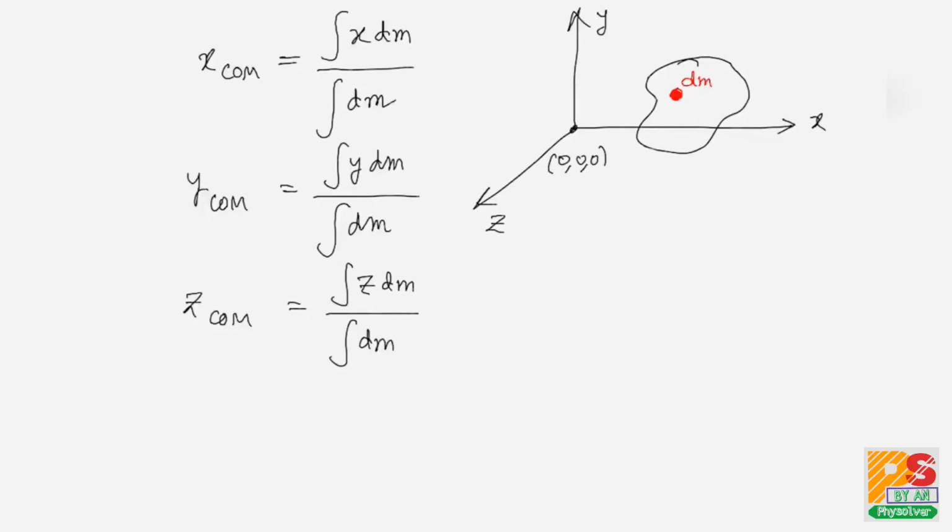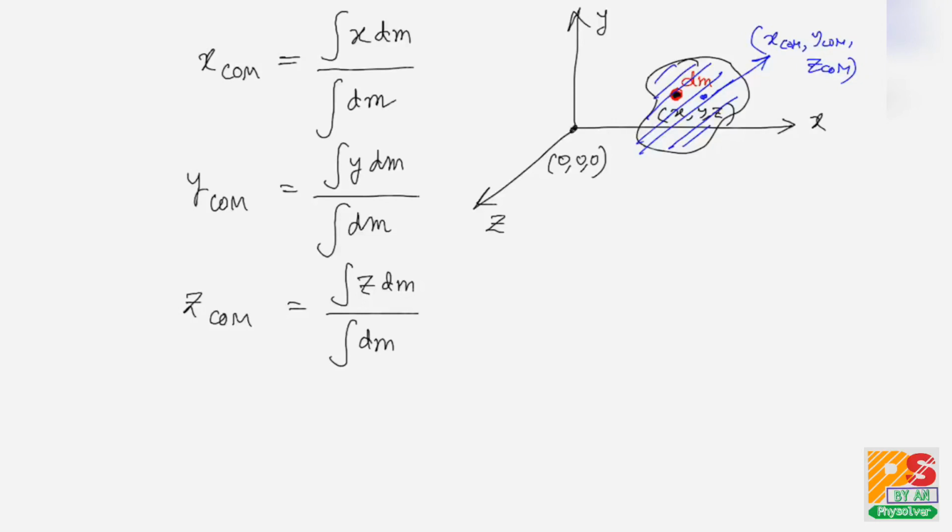Suppose I define this point as the origin, so its coordinate is 0 0 0. This is the body, and the coordinate of this dm, suppose, is x comma y comma z. Therefore the position of the center of mass of this body will lie at some point, suppose here, which has a coordinate of x com, y com and z com. This is the basic concept.